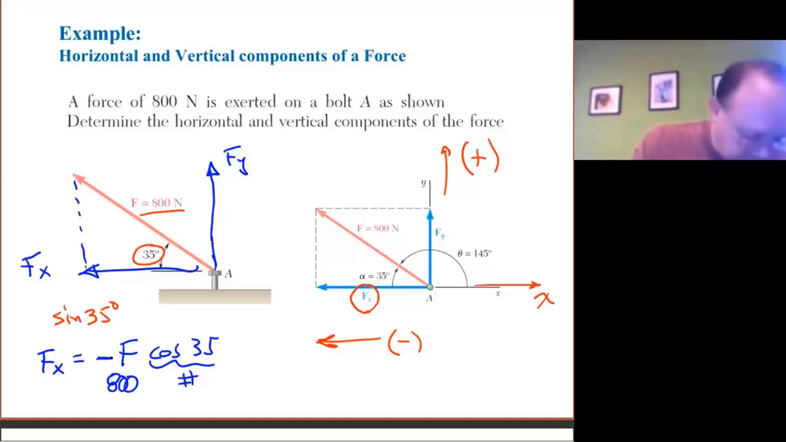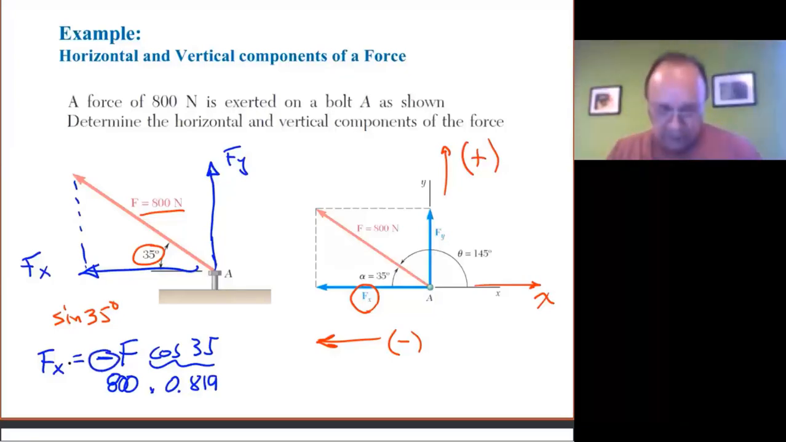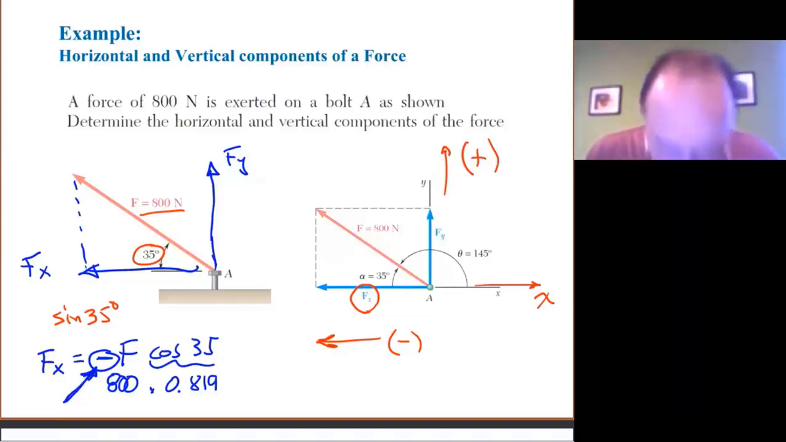Let's see, what is the cosine of 35? Cosine of 35 is 0.92. So you have here 0.819. But where does this sign come from? This sign comes from you. You have to know that this arrow is going to the left. So you have to put the sign yourself, and you have to be very careful about this. That's your responsibility.